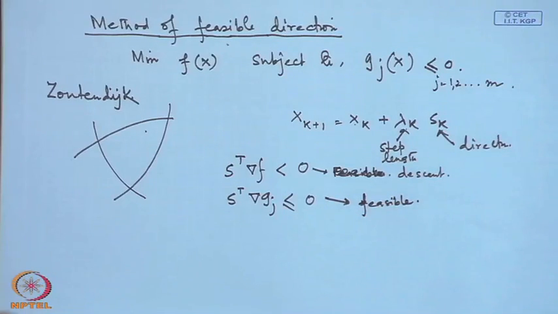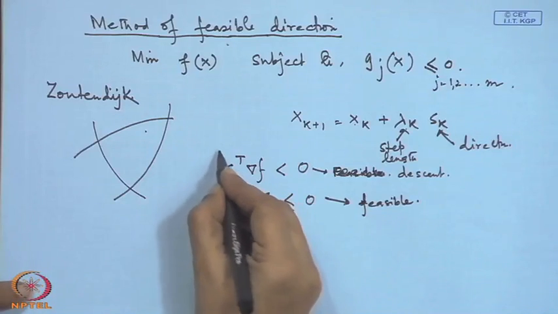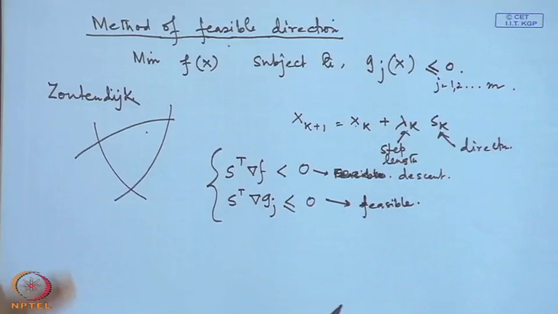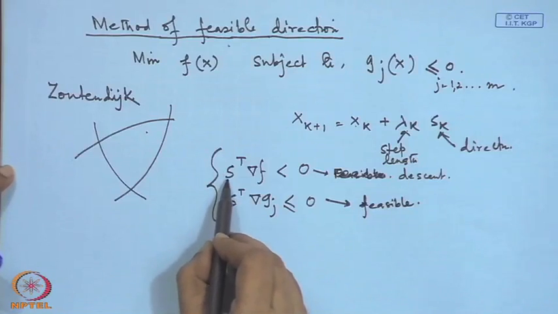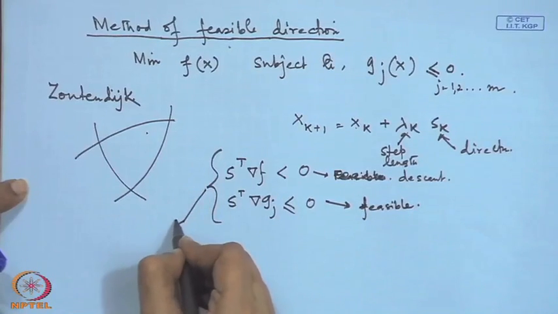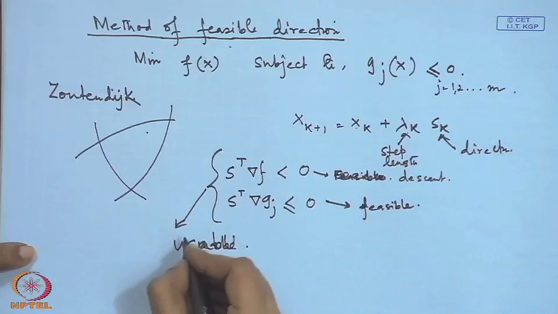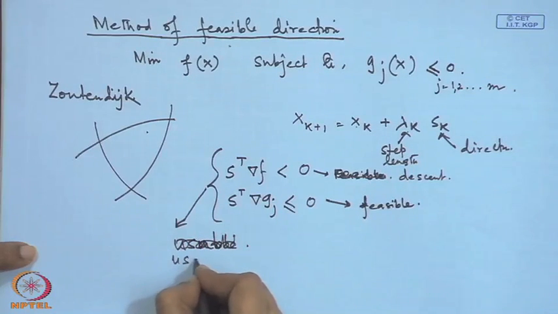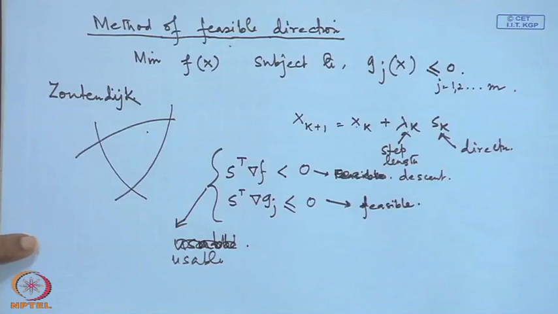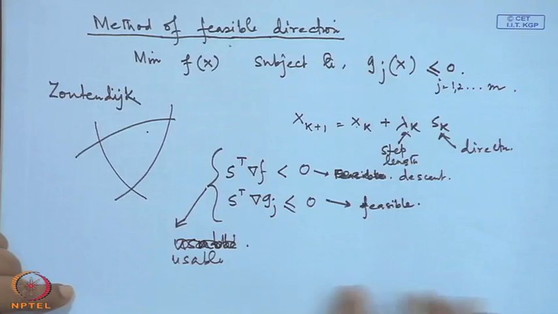And he has suggested that if any direction considers both the conditions together, that means any direction S which is descent as well as feasible, then that direction can be said to be the usable direction. Thus, according to Zoutendijk, always move in that direction where the direction is usable. Alright. Let me summarize whatever philosophy I said mathematically.